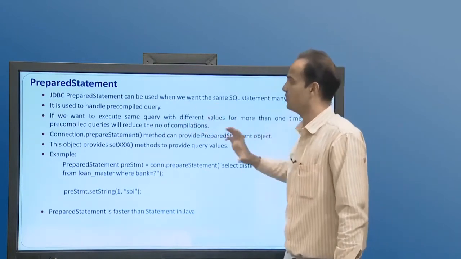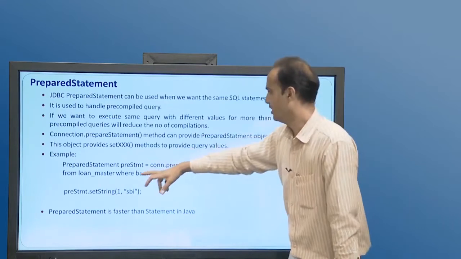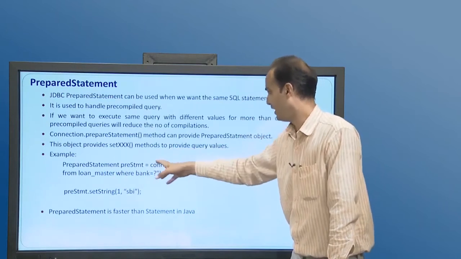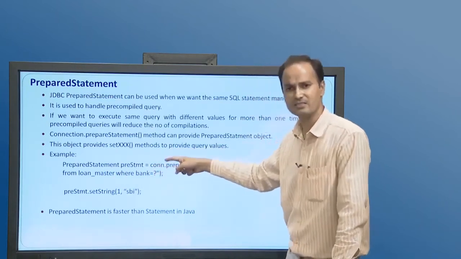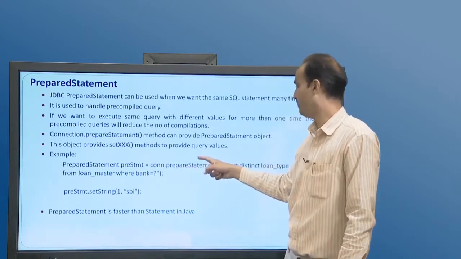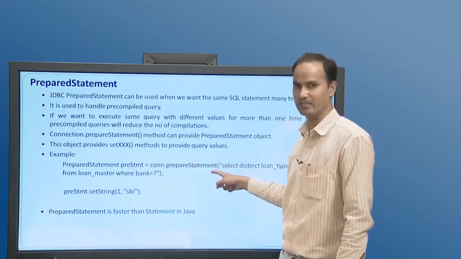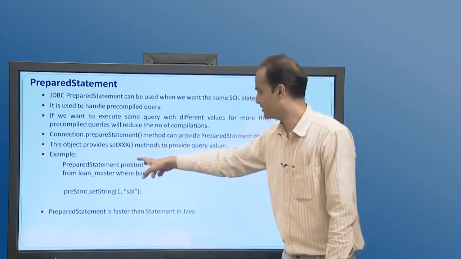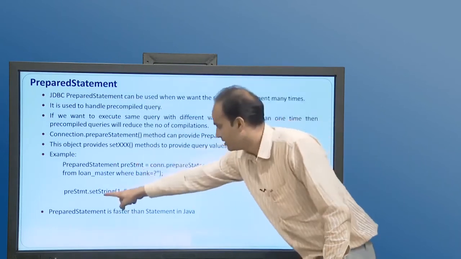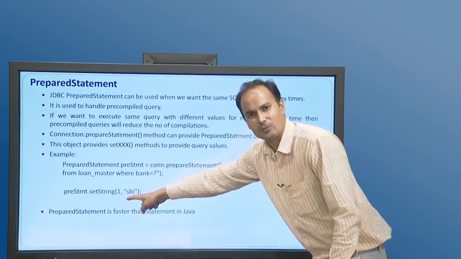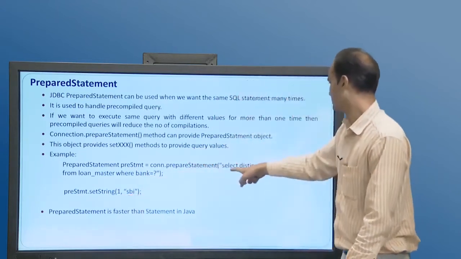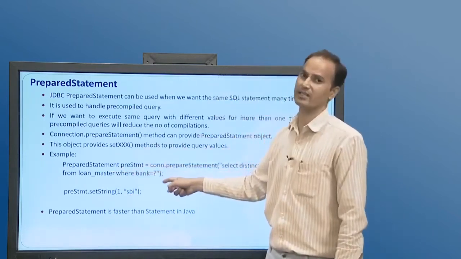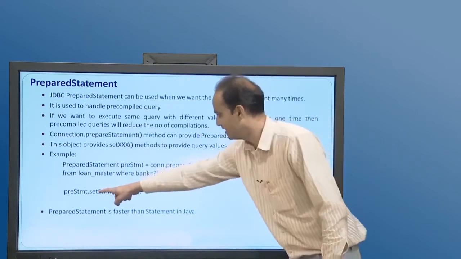So, how do we write code for a prepared statement? Simply see here. We create the instance of the prepared statement, preSTMT, using the connection instance. CONN is the instance of connection. Connection has a method prepareStatement, and this prepareStatement returns the instance of the prepared statement. Once we have an instance of the prepared statement, we can use it to pass the argument at runtime. See here we have used select distinct loan underscore type from loan master where bank is equal to question mark. So, which bank? The bank will be passed at runtime.